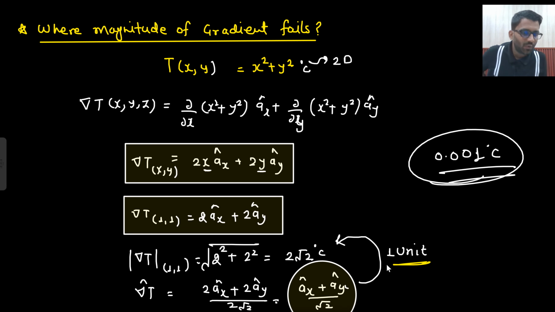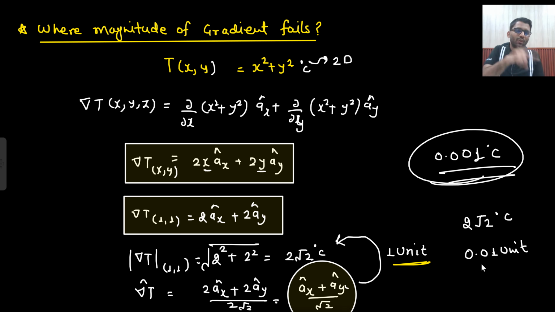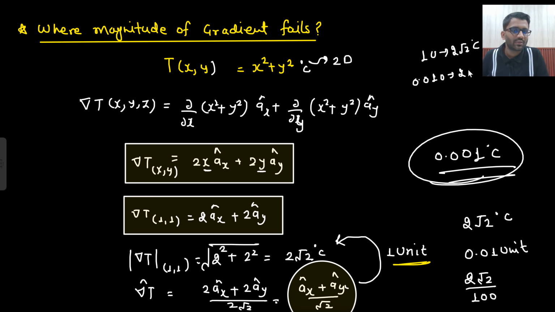So what it is saying: if you move by 1 unit, then your temperature should change by 2 root 2 degrees Celsius. If I move by 0.01 unit, how much will my temperature change? 2 root 2 by 100. If you move by 1 unit, your temperature should change by 2 root 2 degrees Celsius. If you move by 0.01 unit, then your temperature should change by 2 root 2 into 0.01. So this much my temperature should change.